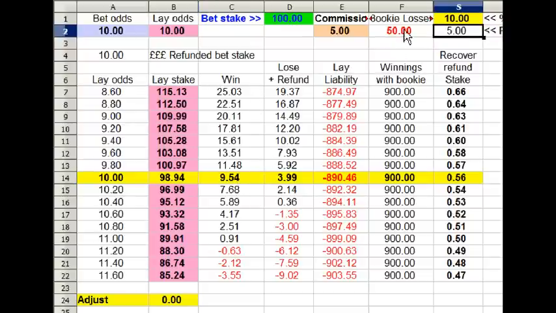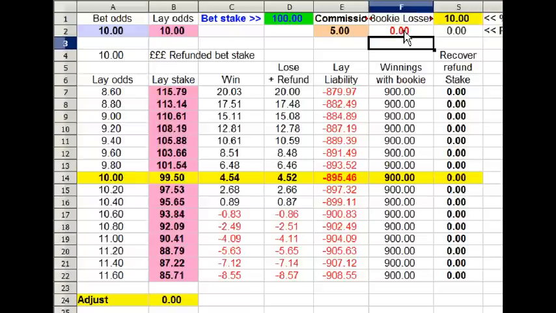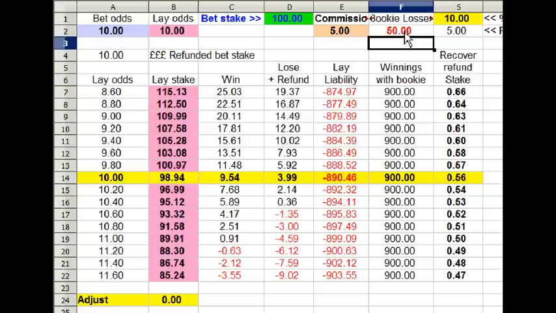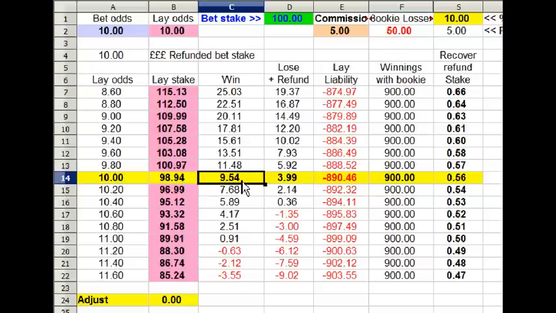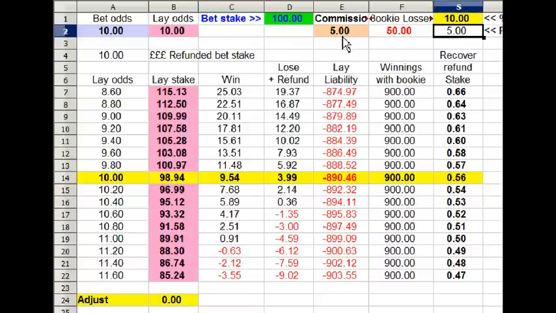So if I just set that down to 0, you see that in this case we were due to win £4.52, whether we hit a winner or a loser. If we put the 50 back in, you'll see that our fiver is added onto the winnings of the trade. So if you can get suitable odds, you can carry on betting with the bookie and building up your refund amount.